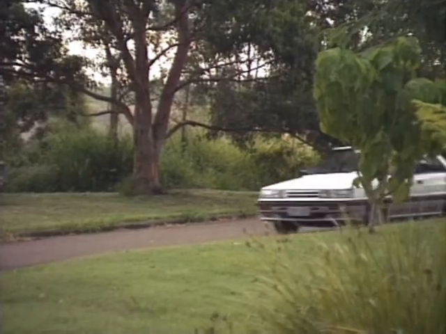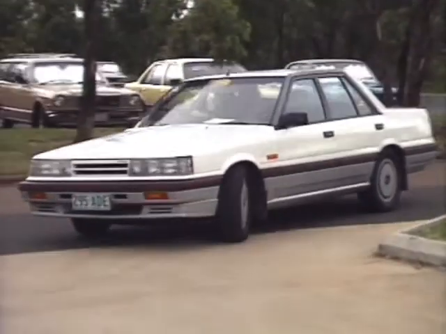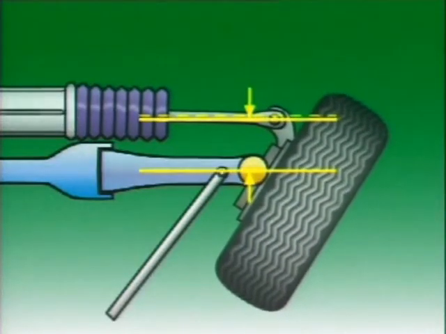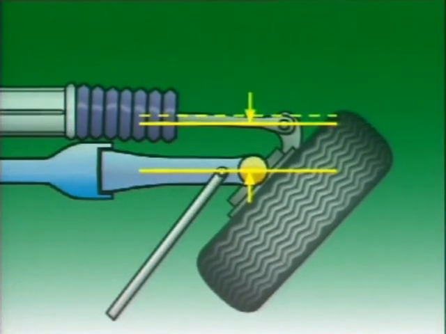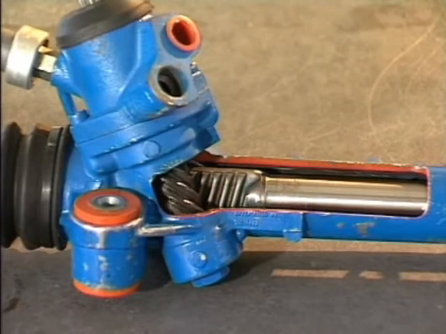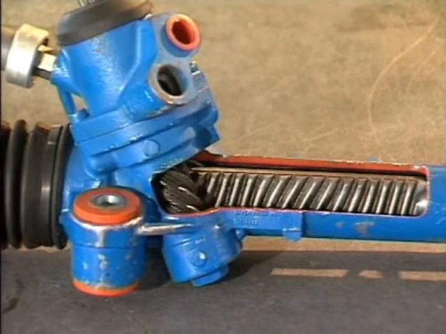A disadvantage of a fixed ratio system is that towards the lock positions, more effort is needed by the driver. This is because the angle of the steering arms reduces their effective length, and that reduces the leverage on the wheels. To overcome this, many rack and pinion systems use variable ratio steering.